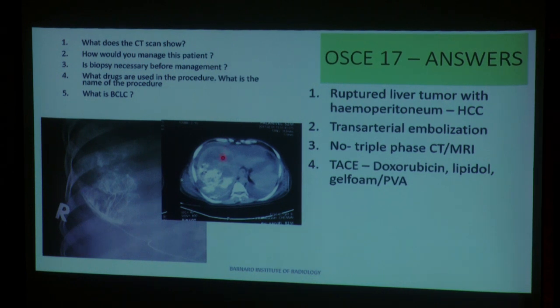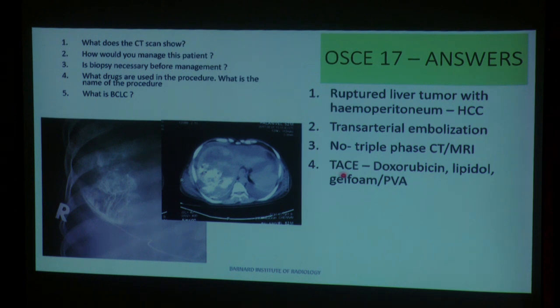Now you are going to put a chemotherapeutic drug into the vessel of this patient. How do you know it is cancer without knowing it's cancer? Suppose it is just a hepatic adenoma or some other benign tumor, you cannot put a chemotherapeutic drug. So is biopsy necessary before managing this patient? No, because triple phase CT or MRI showing the typical features of HCC is more than enough for diagnosis of HCC. You don't need a biopsy before treatment.